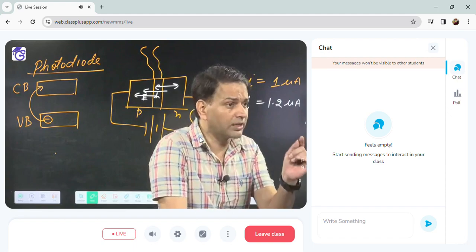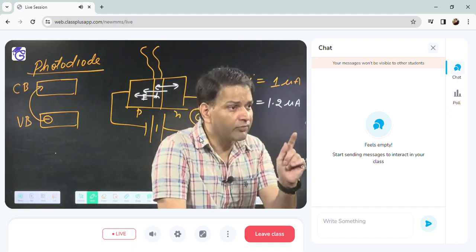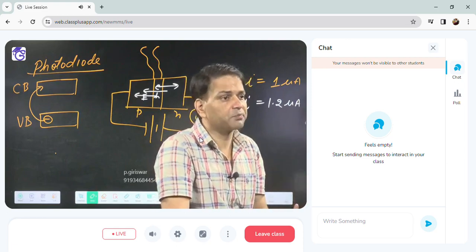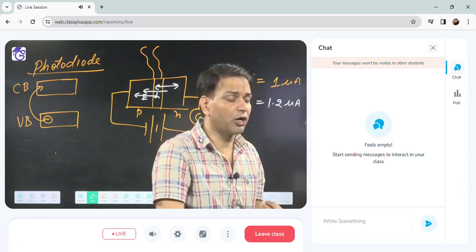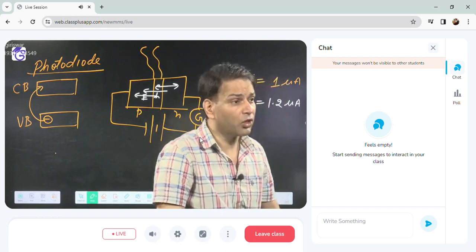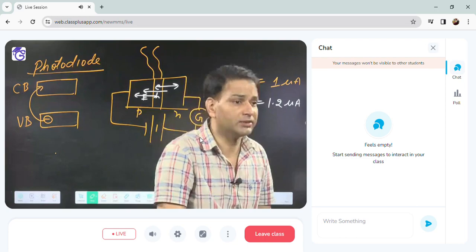When we observe the extra deflection, we will say the photon is absorbed. Only then is extra current coming. If the photon is absorbed, then I can say the energy of the photon is greater than the energy gap. So we get an idea about the energy of the incident photon in this way.